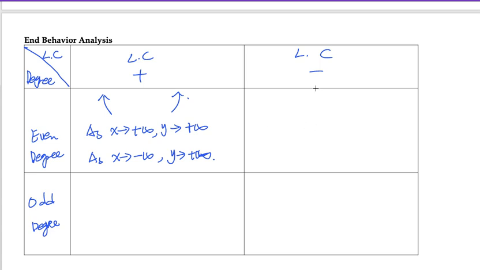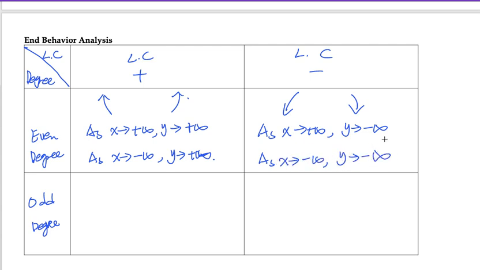Now let's check the leading coefficient as negative. For even degree, the ends still go in the same direction, but when the leading coefficient is negative, it will go like this: both ends are decreasing at the same time. So we analyze the end behavior as x approaching positive infinity, y approaching negative infinity. As x approaches negative infinity, y is still approaching negative infinity.